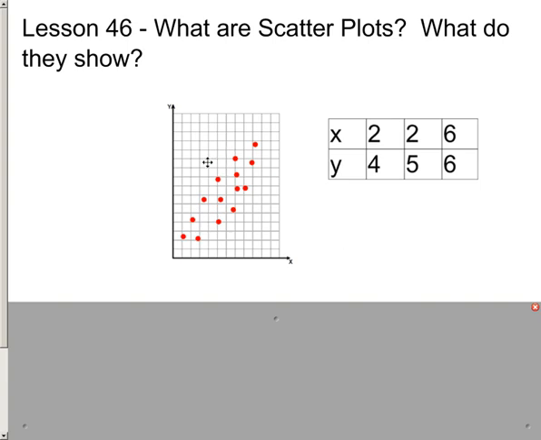And after you've done plotting all of this data, you'd be able to see what it looks like on the graph. So that's what a scatter plot is. It's taking just a bunch of ordered pairs and putting the dots on the graph so you can see it.